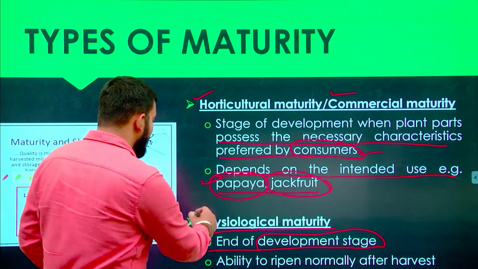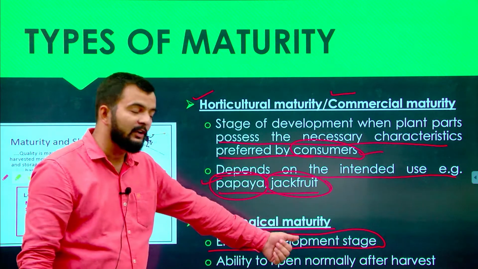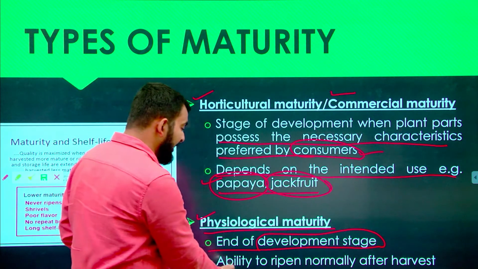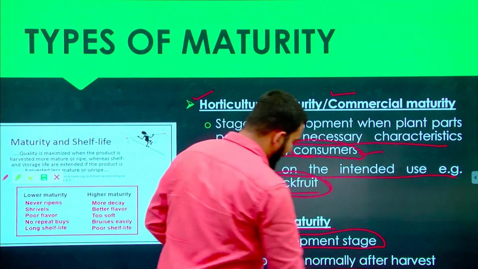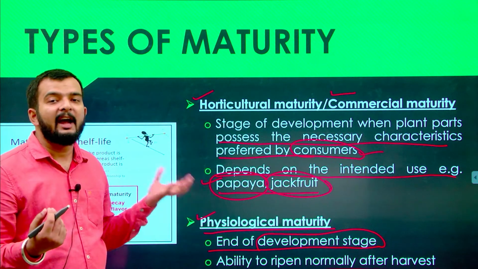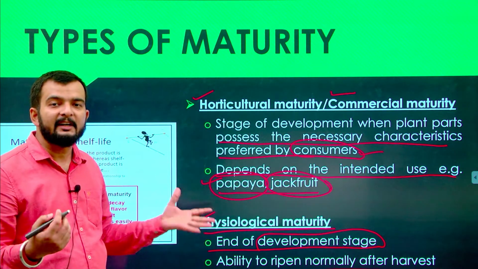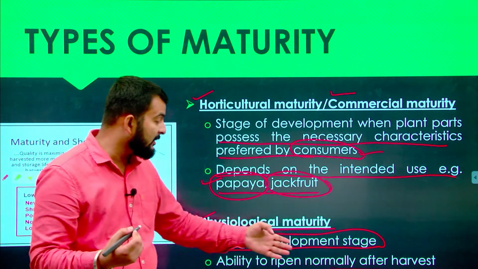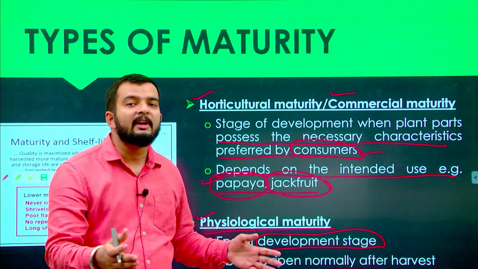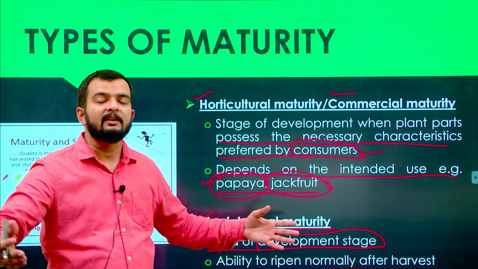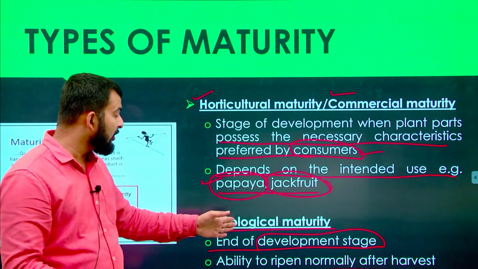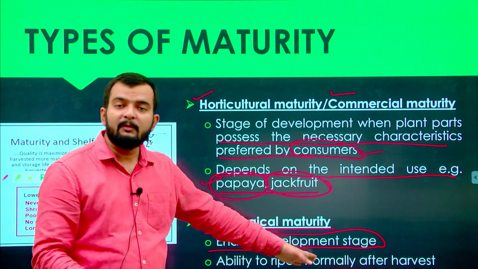So that is your physiological maturity, the end of the development stage and the beginning of your ripening stage. Now, ability to ripen normally after harvest. Usually we prefer that fruit or vegetables should be plucked at a time so that they can ripen after harvesting, like during the time period I told you, from farm to the market, so that the fruits will ripen during that period. So physiological maturity is the end of the development stage.